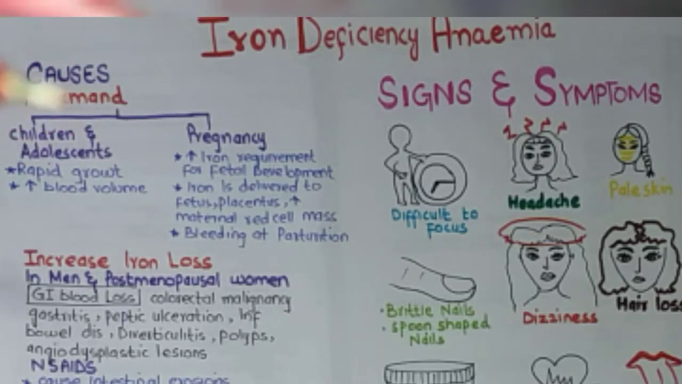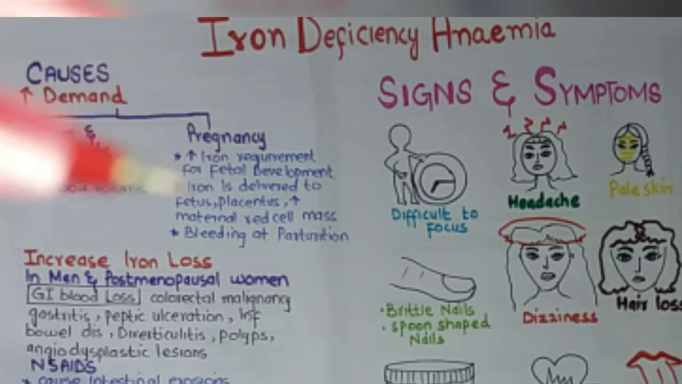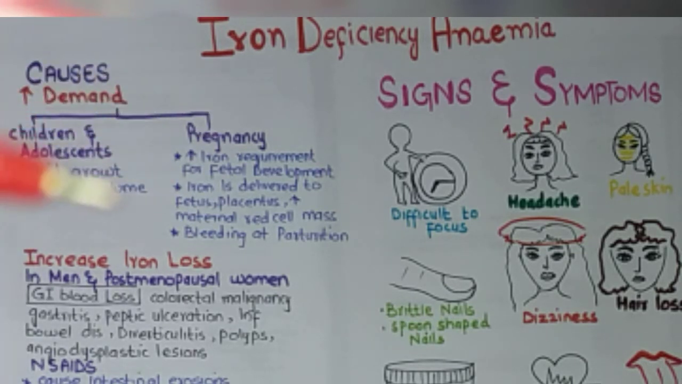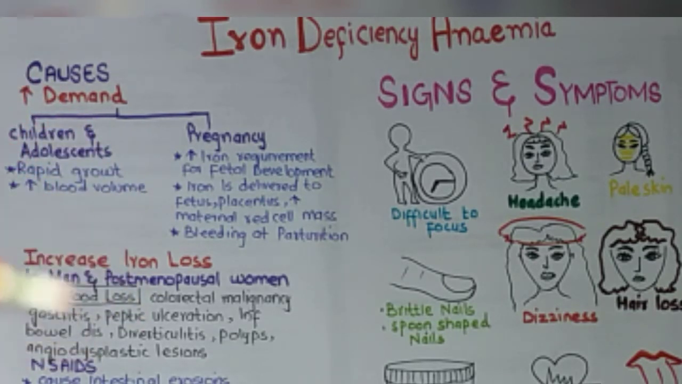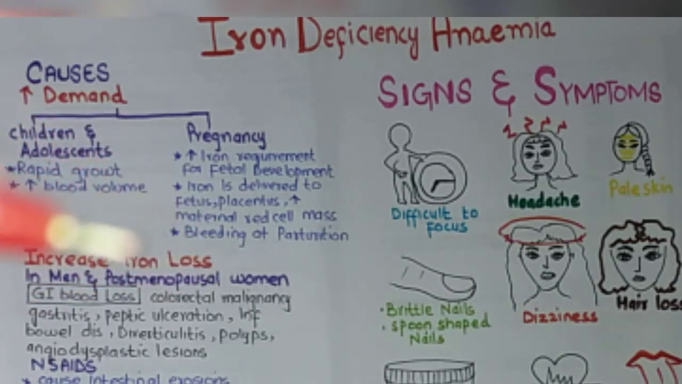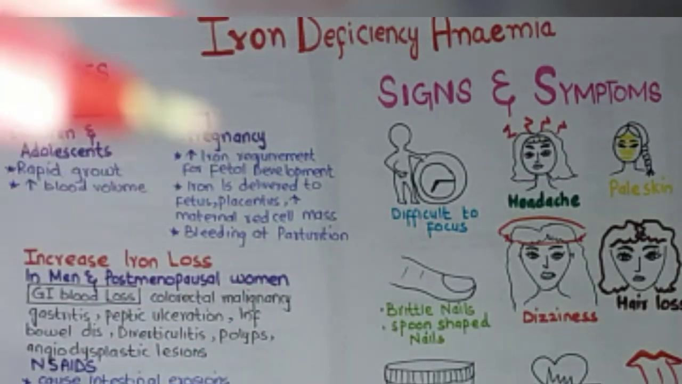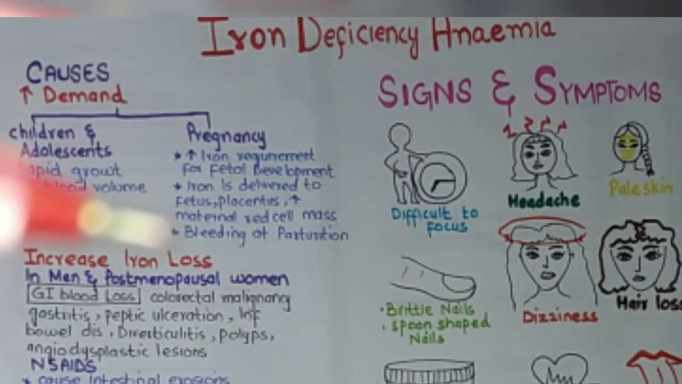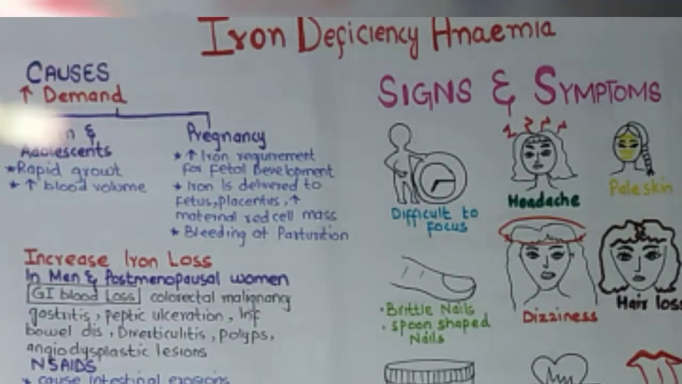Next cause of iron deficiency anemia is increased iron demand in children and adolescents because of rapid growth and increased blood volume, and in pregnant women because of iron requirement for fetal development. Iron is delivered to the fetus through the placenta. Also increased maternal red cell mass and bleeding at parturition. Because of all these conditions, pregnant women require more iron, and also children and adolescents require more iron.